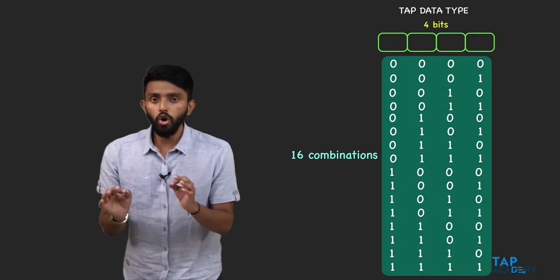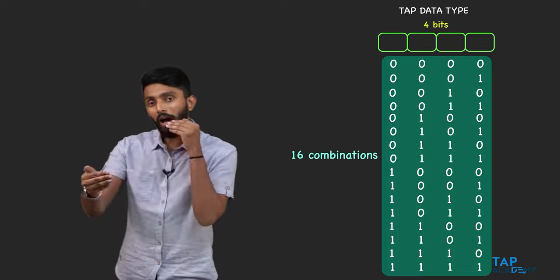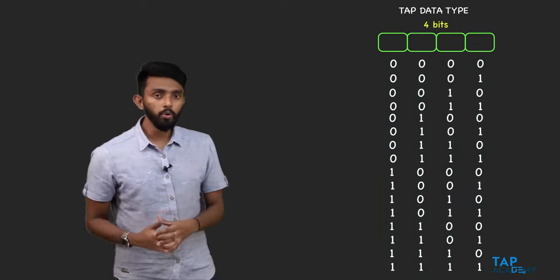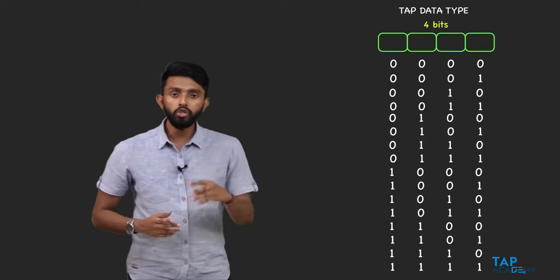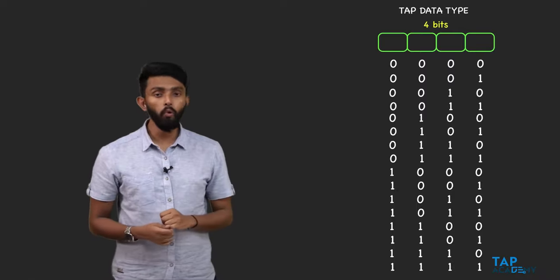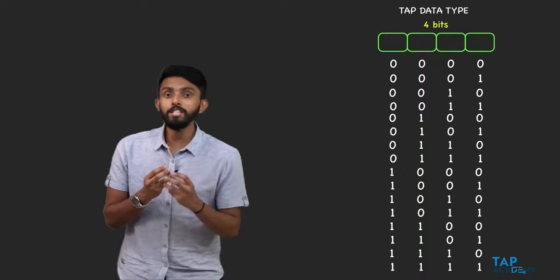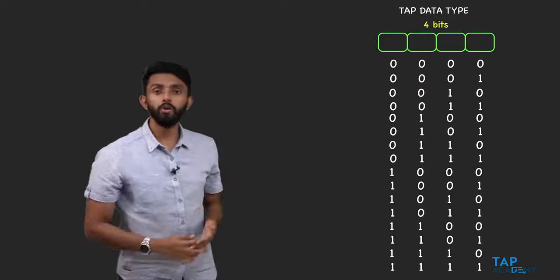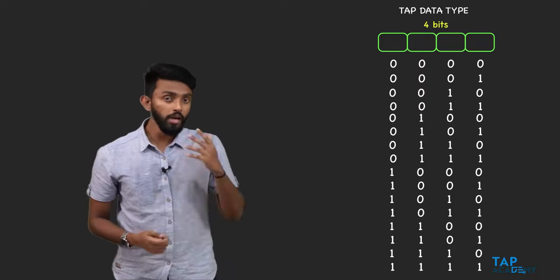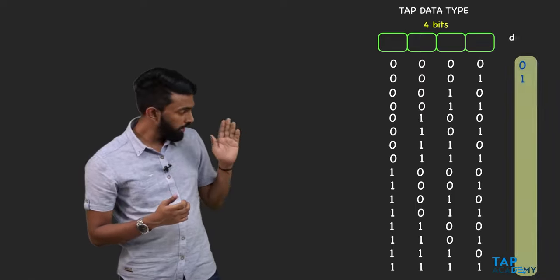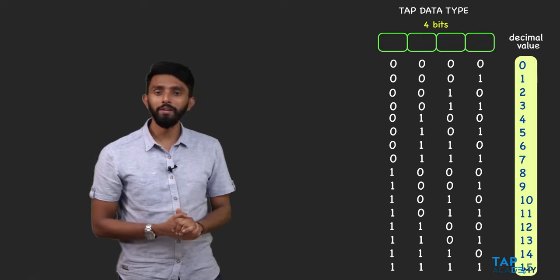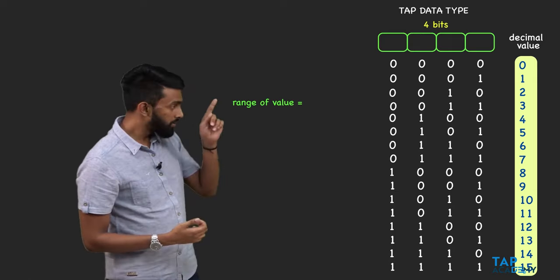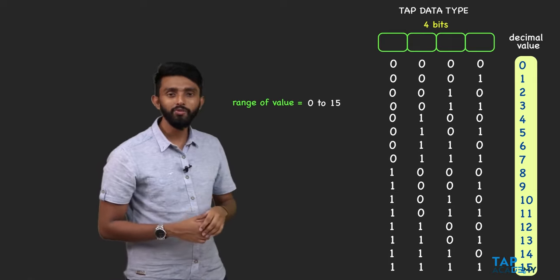Now, each combination can be assigned to a particular value. You can tell the computer, hey, if anyone stores 4 zeros in my 4 bits, then the decimal value is 0. That you can assign a decimal value to it. Similarly, I'll tell 1, 2, 3, 4, 5, till I go to 15. Which means, what is the range of values I can store? 0 to 15. That is the range of values I can store.